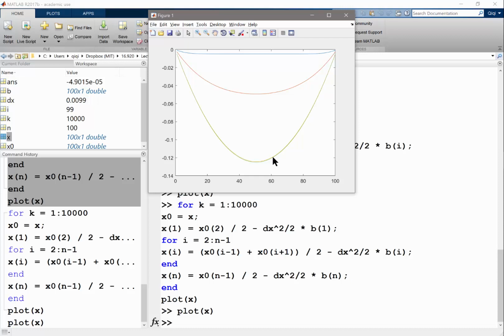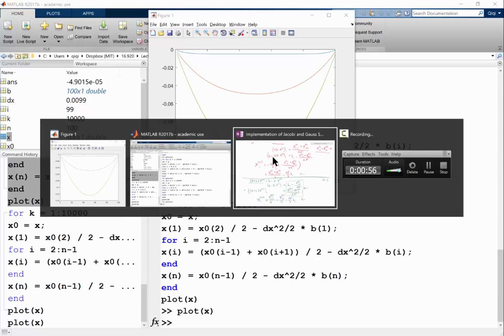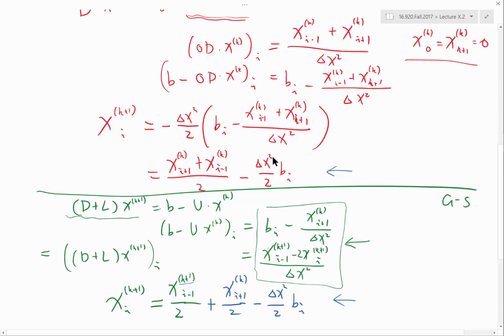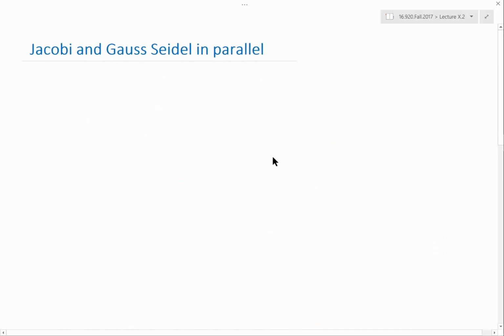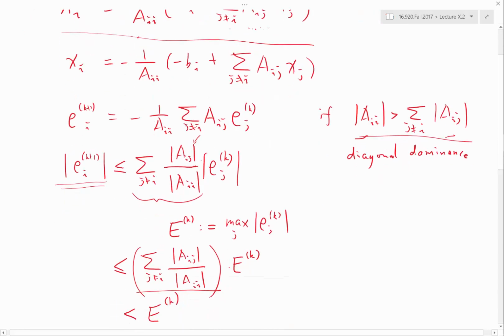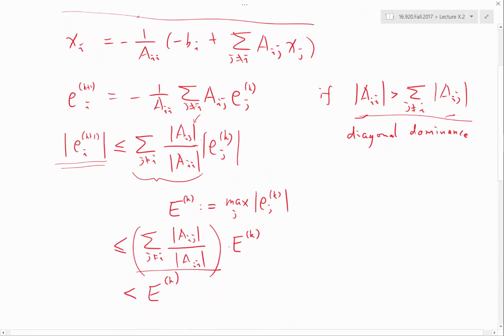Isn't this not diagonally dominant? This is actually not strictly diagonally dominant. That's a good question. Is this diagonally dominant? It is not. So let's go to the page where we discussed why it has to converge for diagonally dominant system.